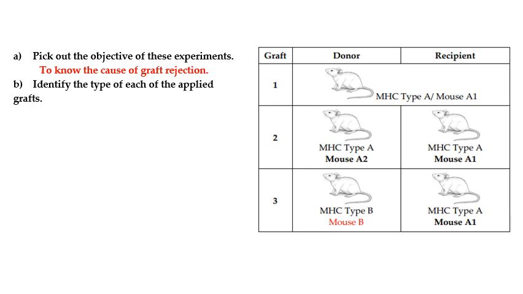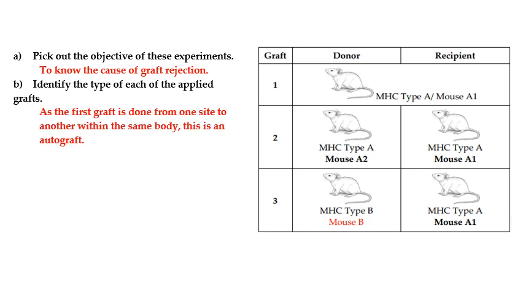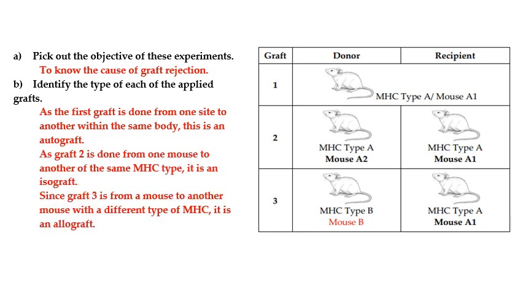We have to start with a justification because it's identify. So let's start with the graft 1. Since the first graft is done from one side to another within the same body, this is an autograft. Graft 2. As graft 2 is done from one mouse to another of the same MHC type, this is an isograft. Since the graft 3 is from a mouse to another mouse with different types of MHC, it is an allograft.